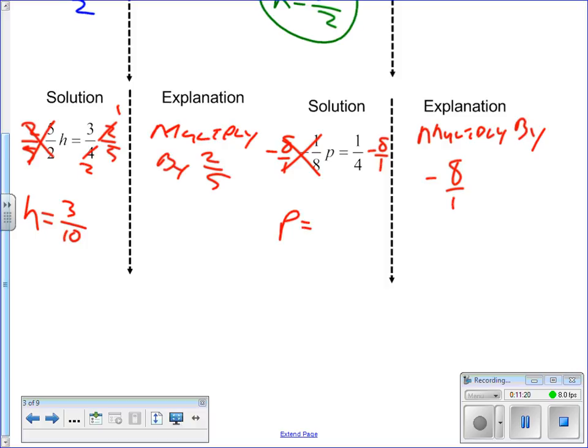And then if I multiply first and then reduce, not a problem. 1 times 8 is 8. 4 times 1 is 4. Don't forget the negative. And then I can reduce that fraction. 8 and 4 are both reduced by 4. So p equals negative 2.